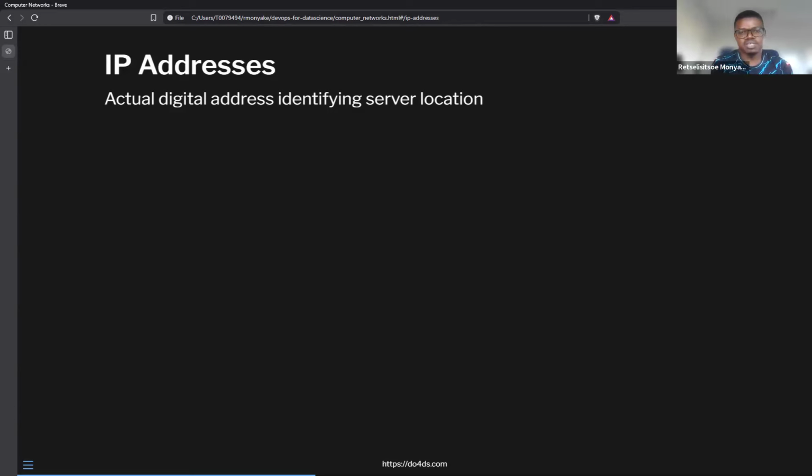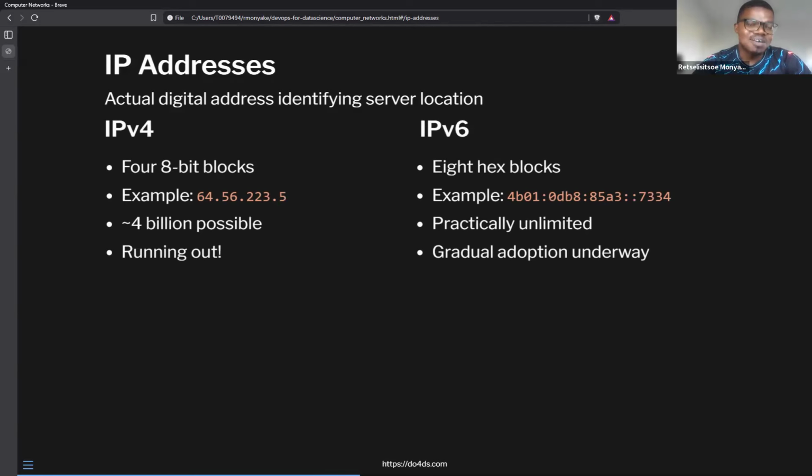All right, and then he says if you've seen an IP address, it's likely been IPv4. I've never actually had anyone say this out loud, so I don't know how it's pronounced. I don't know if you say IPv4 or IP version 4, but I think it stands for Internet Protocol version 4. And so these are four 8-bit blocks, those four numbers separated by dots. In this case, we've got 64.56.223.5.